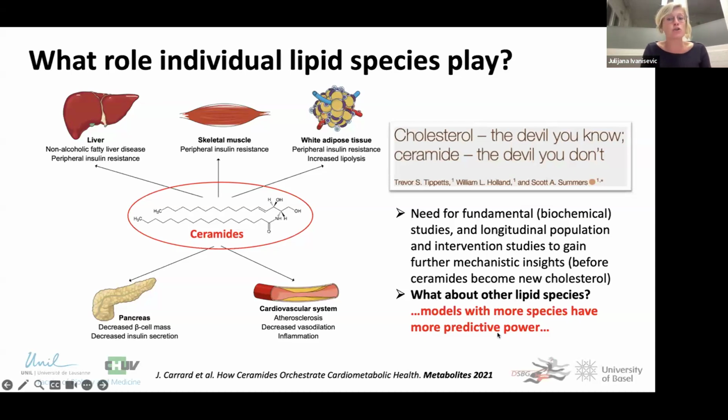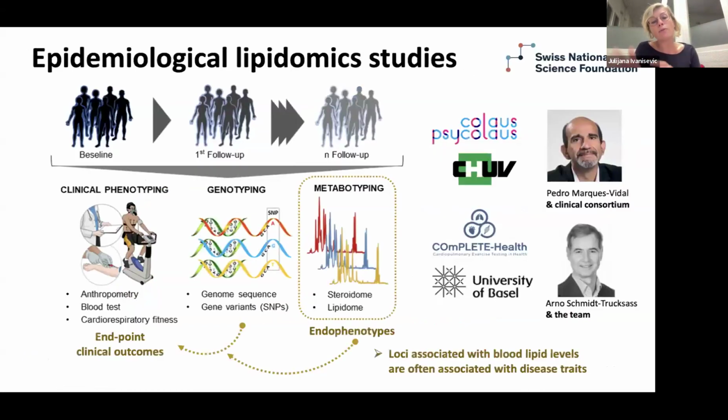And importantly, we also know that predictive models with more species will potentially have more predictive power. And this is one of the main reasons why we recently got involved in several epidemiological, but also clinical intervention studies. So mainly the longitudinal study of the Lausanne population, named CoLaus, which was established at the University Hospital of Lausanne, but also the Complete Health and Heart cohorts, which were created already 10 years ago by the sports medicine doctors at the University of Basel.